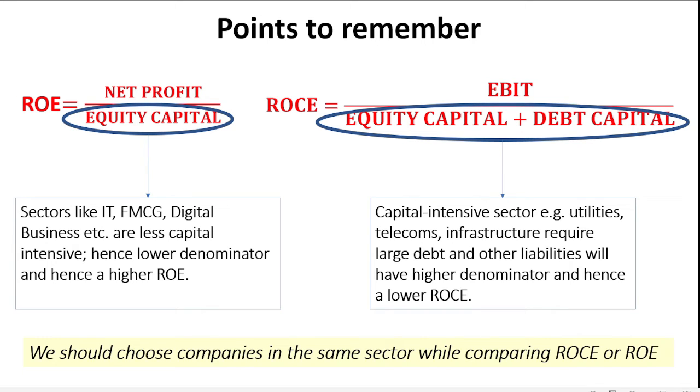So the message here is that you should choose similar companies while comparing ROE and ROCE. It should not be that you are comparing HUL with Tata Steel, because ROE and ROCE of a steel company would be very different from ROE and ROCE of an FMCG company.